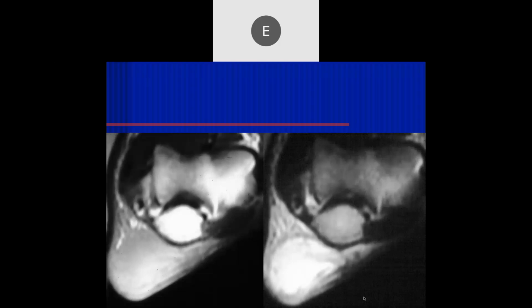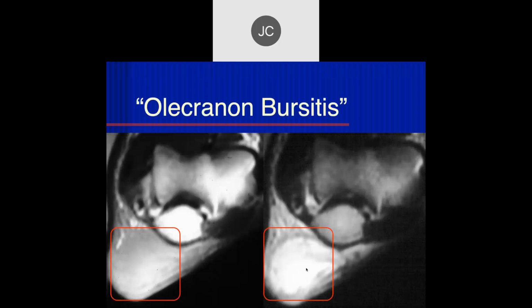So I see, I think it's a PD fat sat on the right? Okay, this is a T1 on the left and a T2 on the right. These are very old sequences. Okay. And then here we can see that there's actually this fluid collection back in the area of the olecranon bursa, and this was olecranon bursitis.